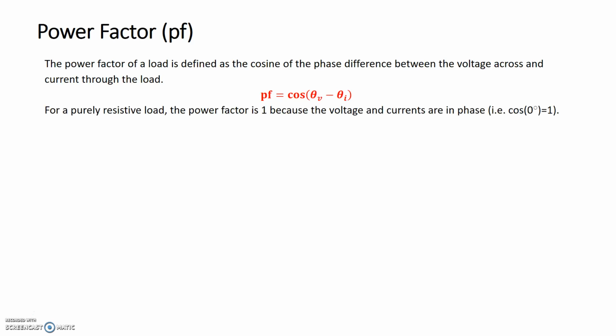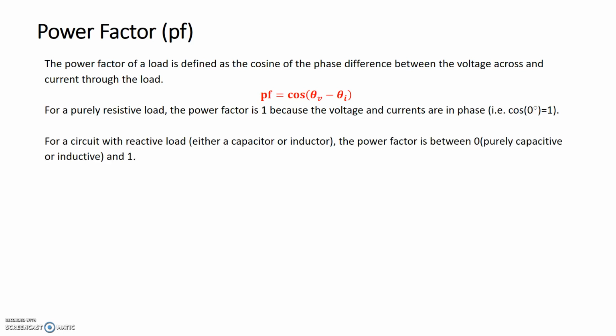Whereas for a purely reactive load, such as a capacitor or an inductor, the voltage leads or lags by 90 degrees, so we'll end up with either cosine of positive 90 or cosine of negative 90, which leads us to a power factor of 0. If we have a mixed circuit with resistive elements as well as reactive elements, then our power factor will be somewhere between 0, which is purely reactive, and 1, which is purely resistive.